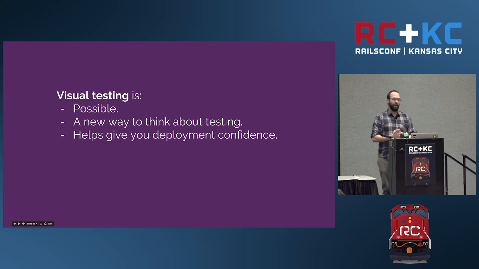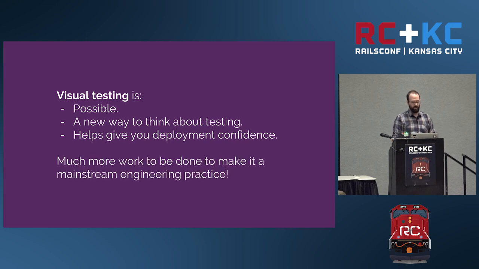So that's it. I just want you to take away from this talk that visual testing is possible. It's a thing, we should be doing it. It's a new way to think about testing, and it can help give you deployment confidence, right? I think of this as the last stage of the CD pipeline where, in your acceptance phase, you need to make sure that all of this stuff is looking correct, right? And you need to be able to approve it. This is still a very manual step, but we can probably automate quite a bit of this. And there's a lot more work to be done to make this a mainstream engineering practice.